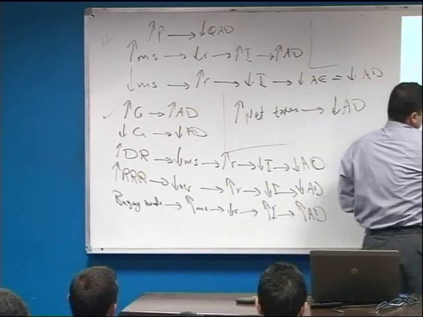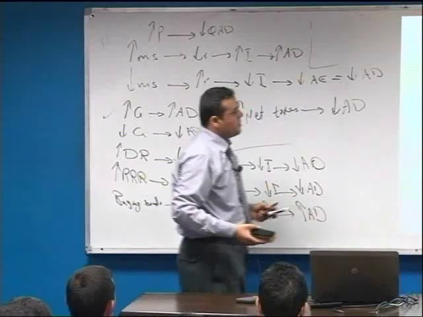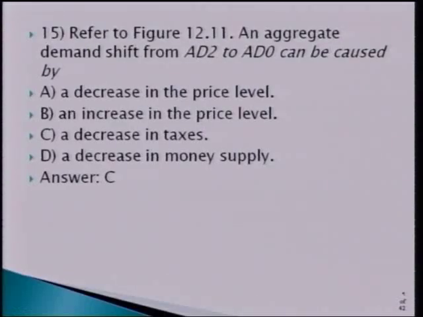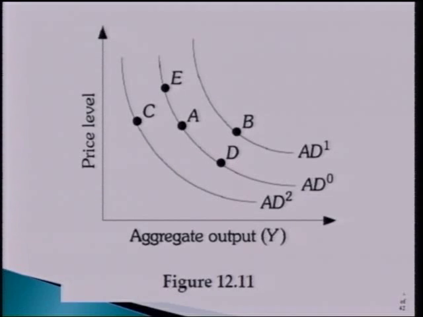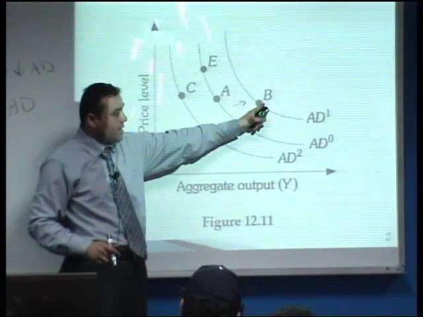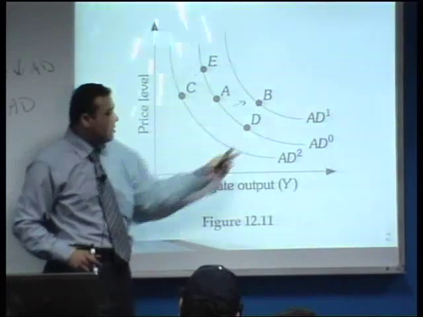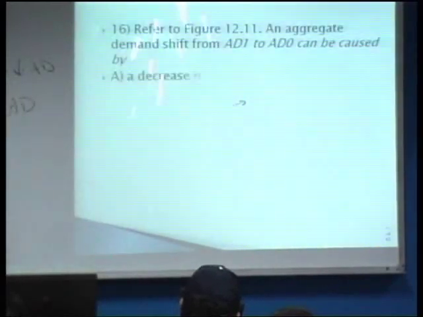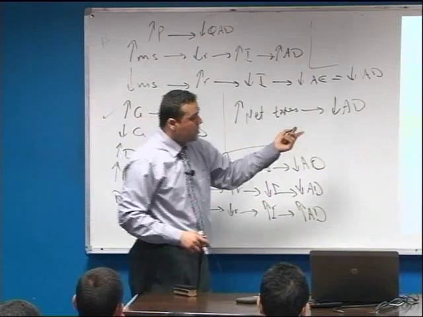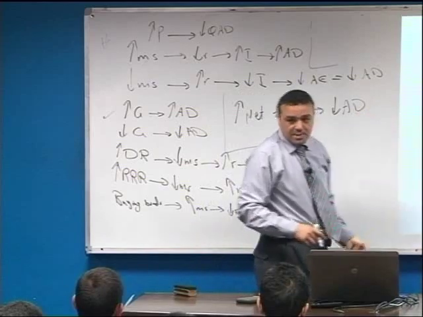And refer to the figure. An aggregate demand shift from aggregate demand 2 to aggregate demand 0 can be caused by what? This is what we discussed, I want to move from here to here. Or from aggregate demand 1 to 0, by what? Okay. So the shifting from aggregate demand 1 to 0 may be caused by a decrease in the government spending, which is a leftward shifting.